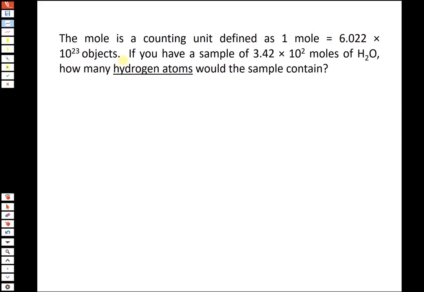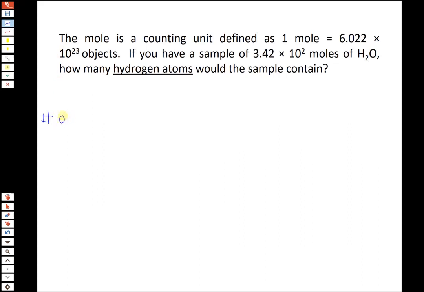If you have a sample of 3.42 times 10 to the second moles of H2O, how many hydrogen atoms would the sample contain? Okay, so for this problem, we're going to just set it up as a string of unit conversions. Everything is given to us that we need, as it turns out. We don't have to know anything really to do this problem except how to convert units.